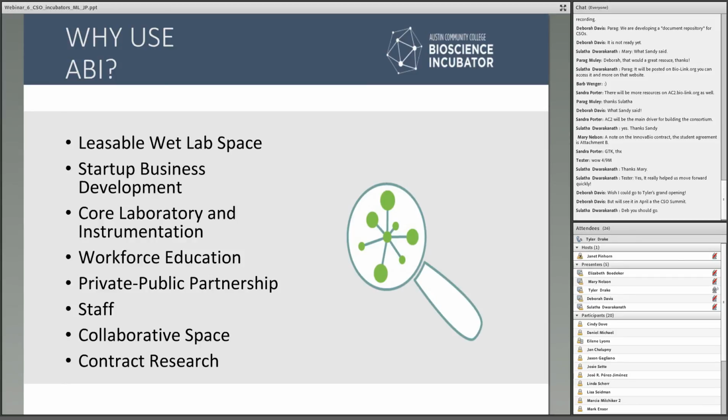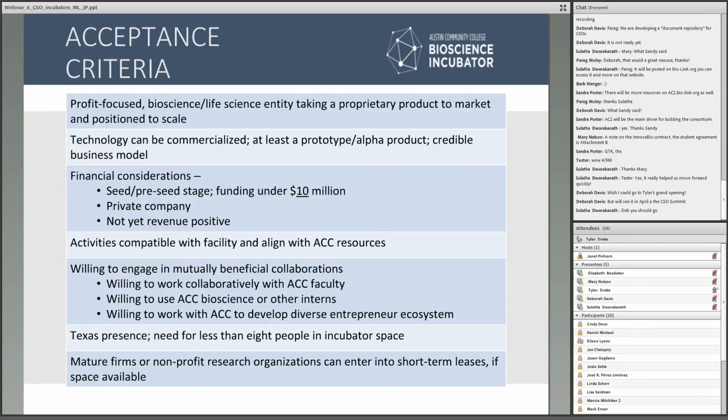We have about $1 million of core laboratory equipment and instrumentation. We have workforce education through classes that will be taught out of the space, and also interns that we've hired. Staff, and we also do contract research projects where we do an in-house project for companies and turn the data over to them. Briefly, here is a little about what we look for in companies that we will fully incubate, bringing them into the space.